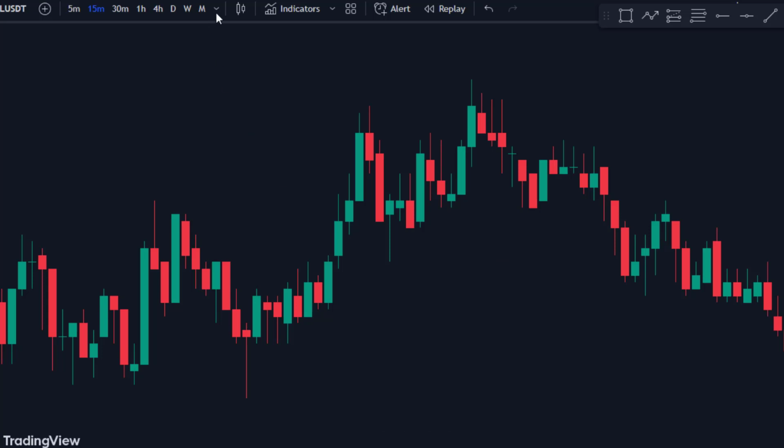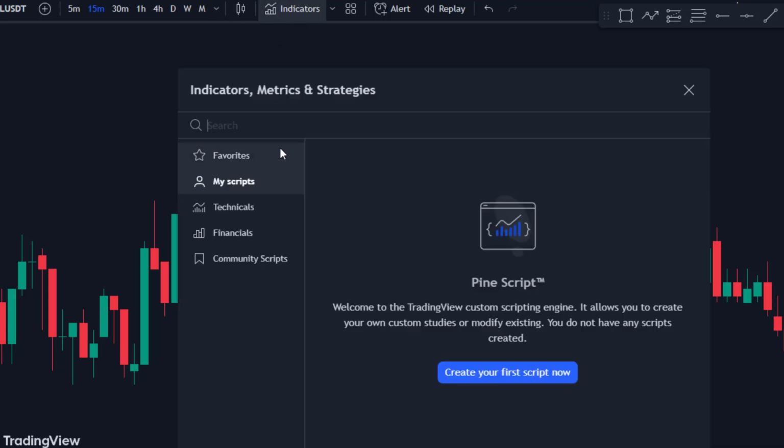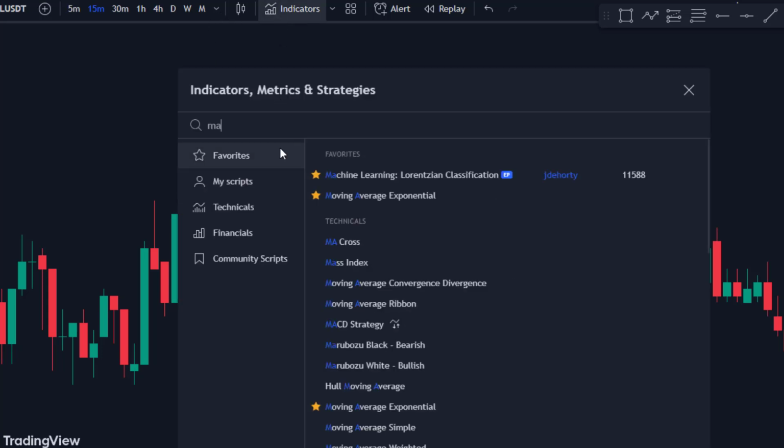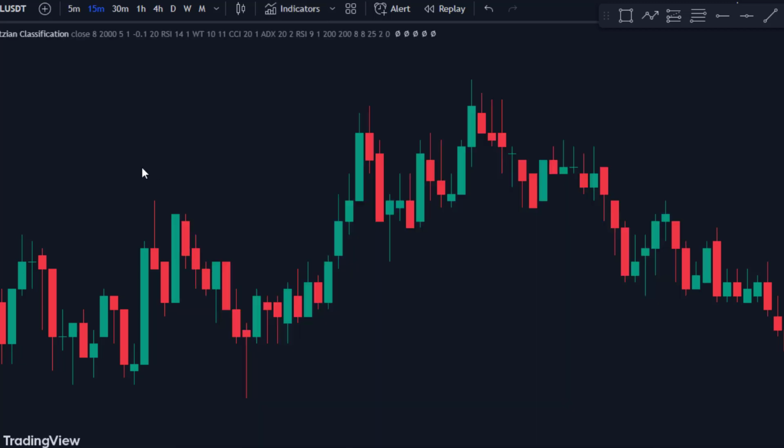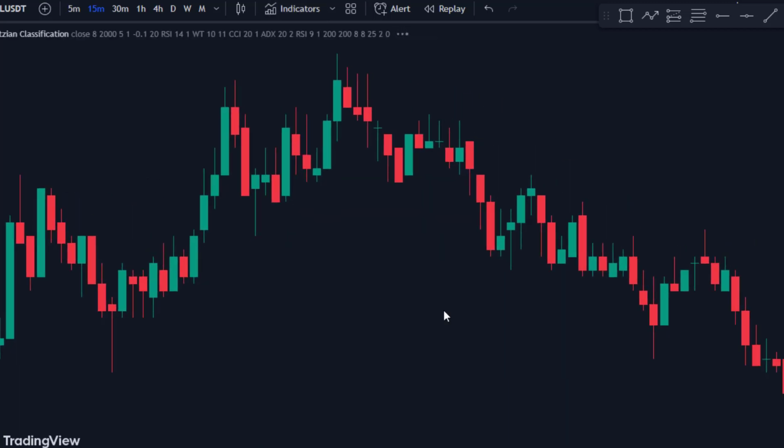To add this indicator on our chart, let's navigate to the indicator search bar. There we are going to search for machine learning. Select the one made by Dehorty. Let's talk about how the indicator works, but before that, let's set the indicator for more understanding of it.